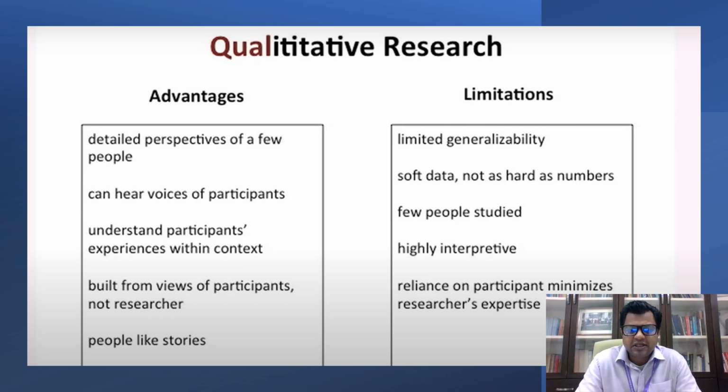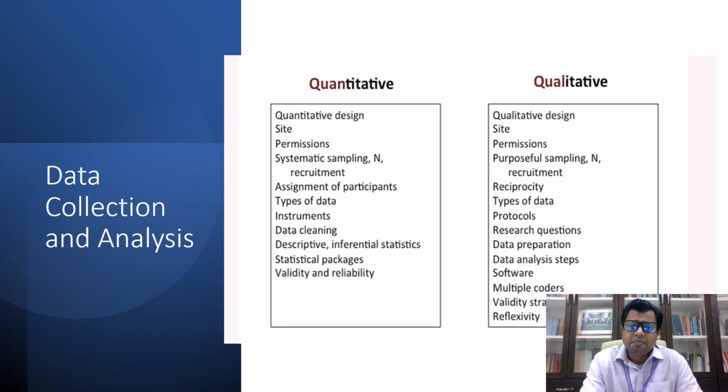Limited generalizability and soft data are the limitations. Few people are studied, it is highly interpreted, and there is reliance on participant minimization. These are some limitations of the study. As this reading circle is focused more on mixed method research, let's go quickly to mixed method research.